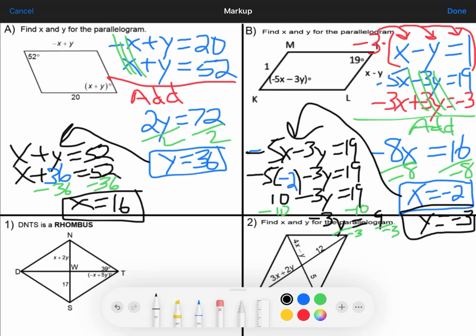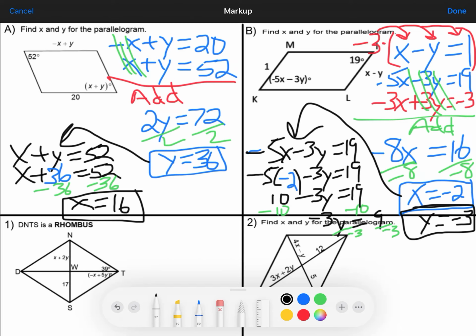It's a little weird to see a couple of negative answers for x and y, but if you plug them back in, you would get x minus y equals 1. Makes sense. The left side equals the right side. And if you plug things back in, it does work out to be the bottom left angle is 19 degrees and the top left angle is 19 degrees.